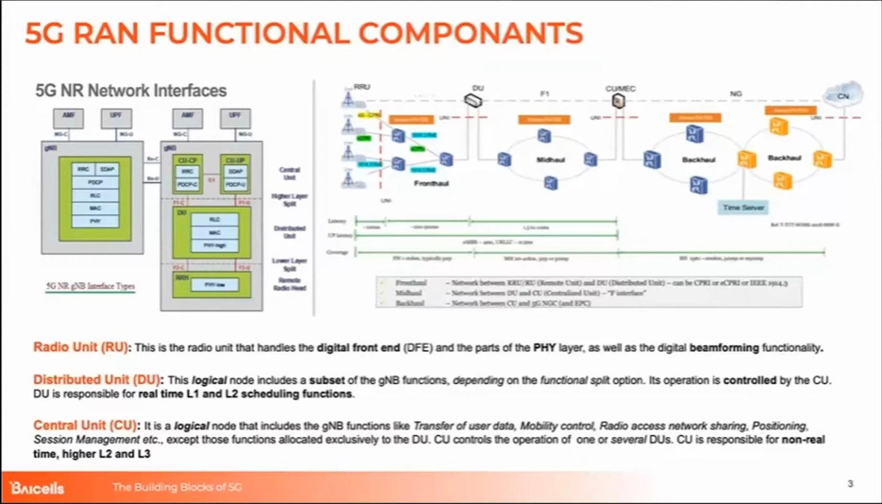And then we have the distributed unit, which is controlled by the central unit, the CU, and it takes care of the real-time L1 and L2 scheduling functionality. So it's a logical node within the gNodeB itself.